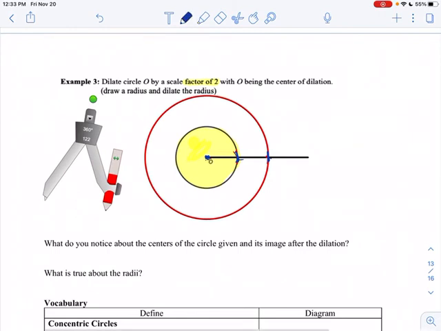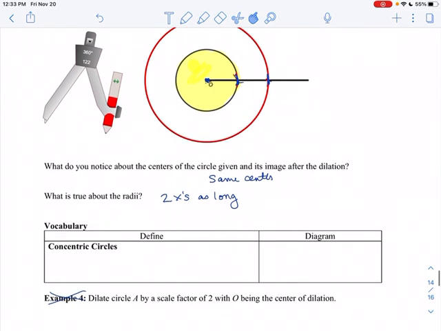What do you notice about the centers of these circles? They have the exact same center. And there's a word for that in math. All right, we call that concentric. But I got one more question. What's true about the radii? Radii is just plural for radius. It's 2 times as long. They have the same center, but the radius is 2 times as long.